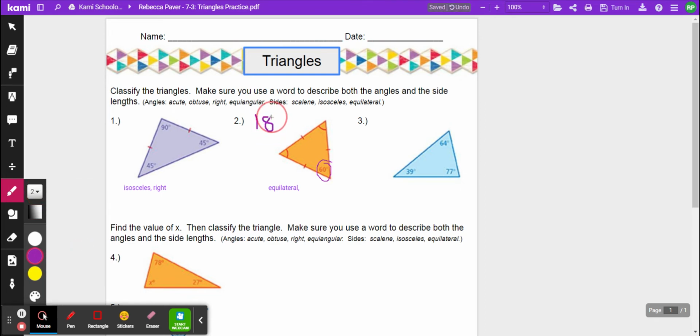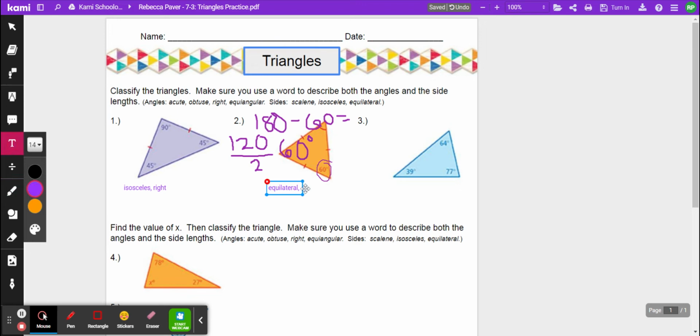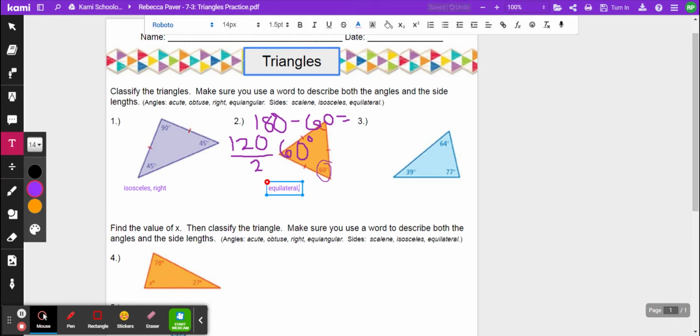180 minus 60 is 120. Since the other two angles are equal, I know that 120 would have to be divided by 2, and that gives us 60 degrees. That therefore makes all three angles the same. All of them are 60 degrees. So since that is the case, this triangle is both equilateral and equiangular.